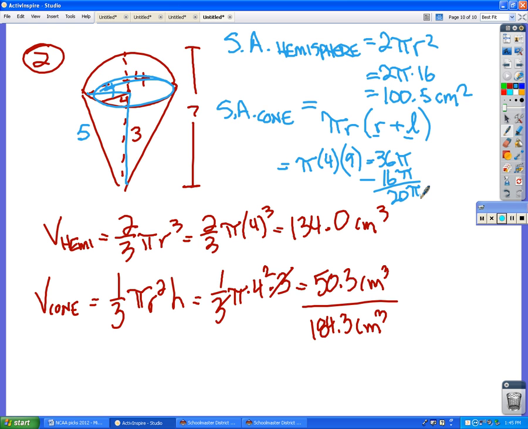Well, don't you divide by pi? Right, so 20 times pi is 62.8. Okay, and so if you want the surface area of both of those, what do I do with these two numbers? Add them together, so I get 163.3 square centimeters.